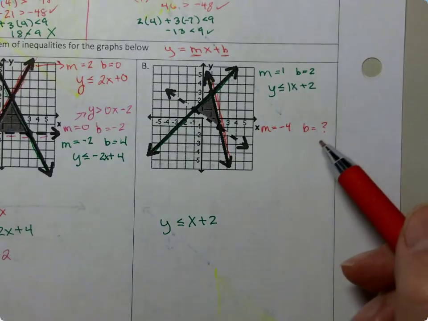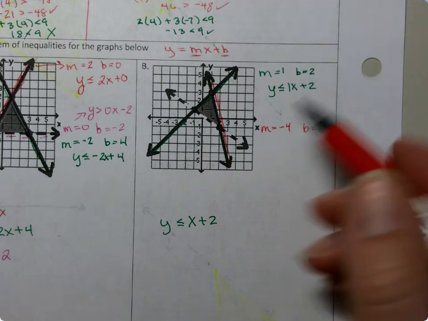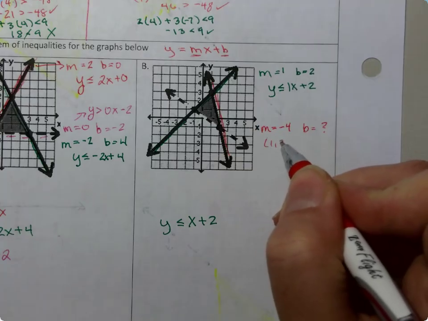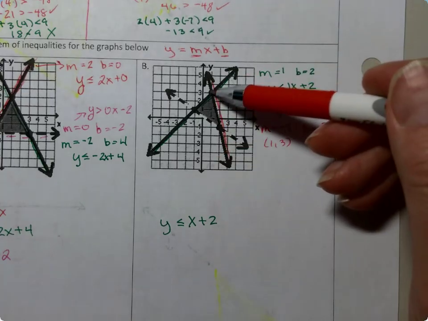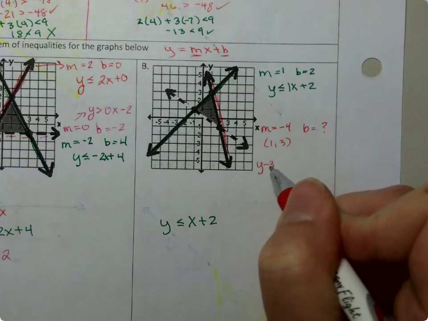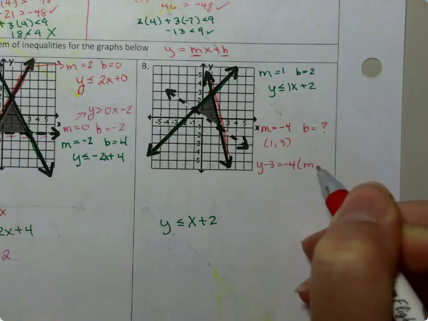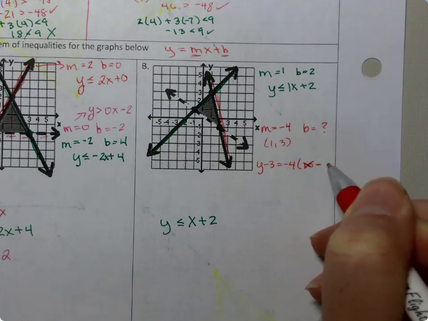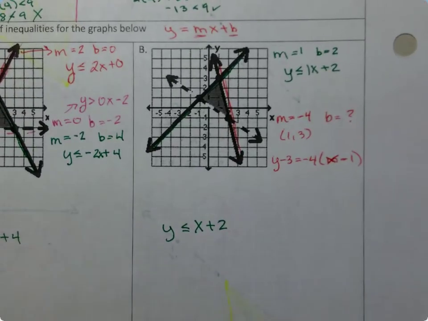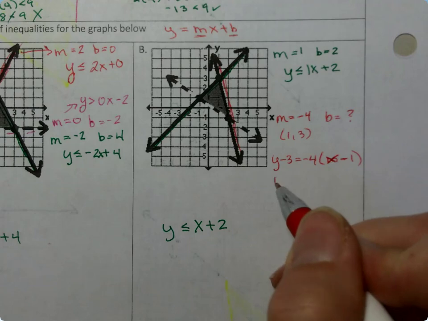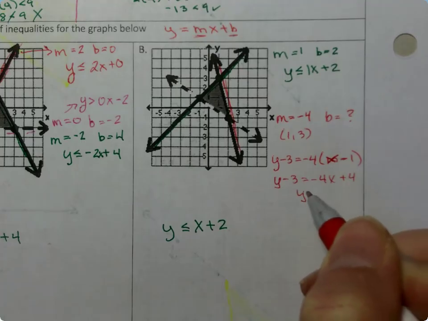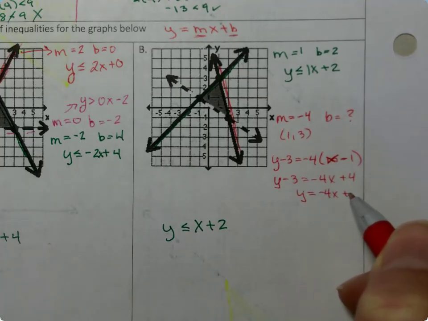We're going to have to find the y-intercept, and so I need to pick a point. I'm going to use the point 1, 3 on this line, just because it's an easy point, and it's very clear it's 1, 3. So do you remember your point slope form? y minus y1 equals your slope times x minus x1. This is going to take a minute, but we can do it. I would have y minus 3 equals negative 4x plus 4. Add 3, y equals negative 4x plus 7.